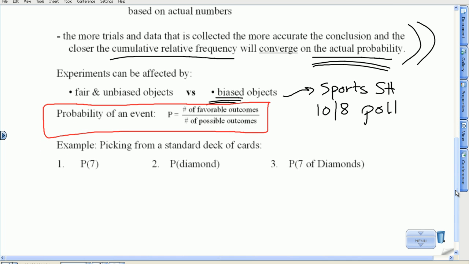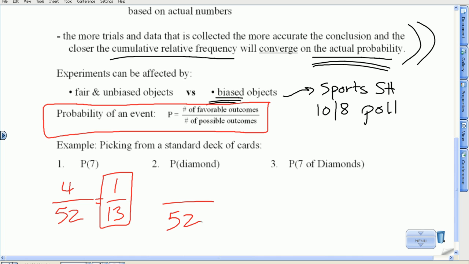and that creates the fraction which represents the actual theoretical probability. So, a 7 in a deck of cards. There are 52 cards in the deck, 4 of them are 7s. This reduces to 1 over 13. The probability of pulling a 7 out of a deck of cards is 1 out of 13. Diamonds. There are 4 suits in a deck of cards. They are hearts, diamonds, clubs, and spades. So of those 52 cards in the deck, 13 of them are diamonds. 1/4 would be this answer.